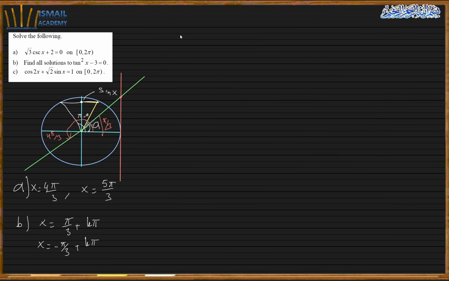So the third one, we have cosine of 2x plus square root of 2 sine of x equal 1. Here I have sine and I have cosine, but I know that cosine 2x can be written in sine because, based on the double angle formula, cosine 2x is 1 minus 2 sine square of x.